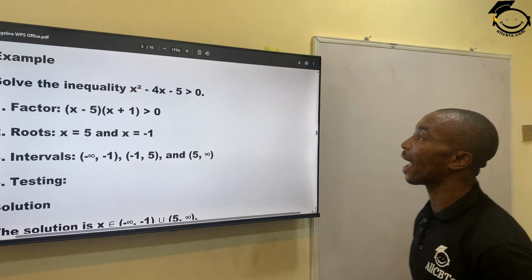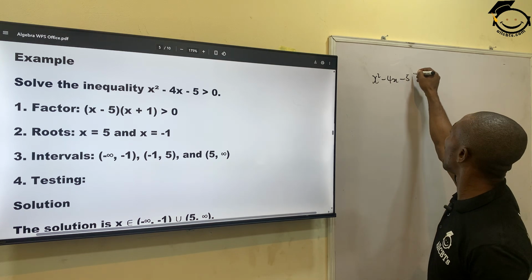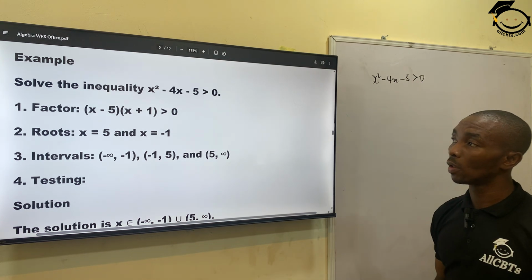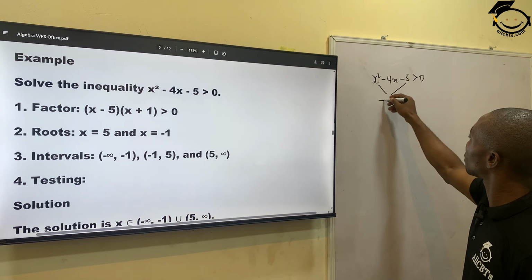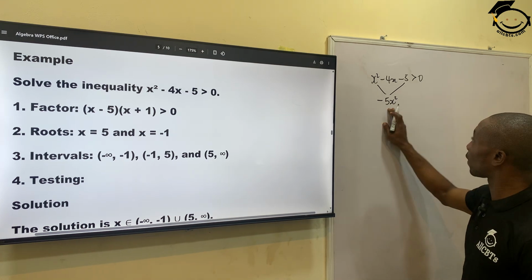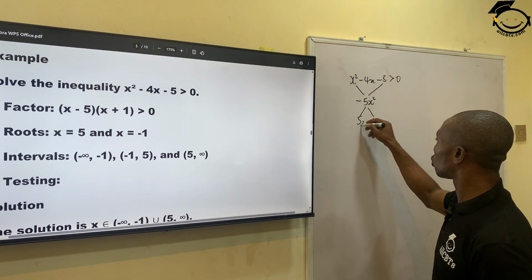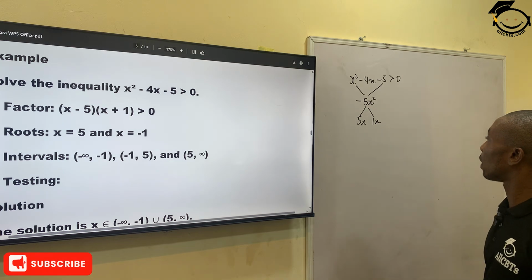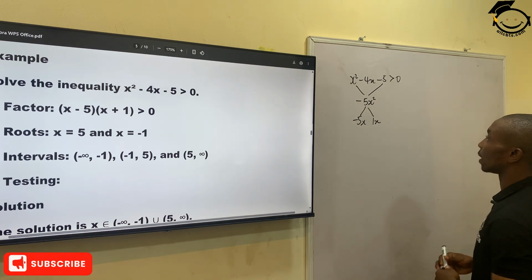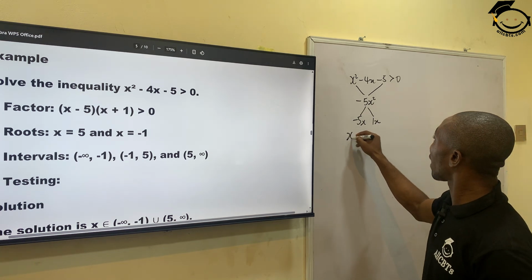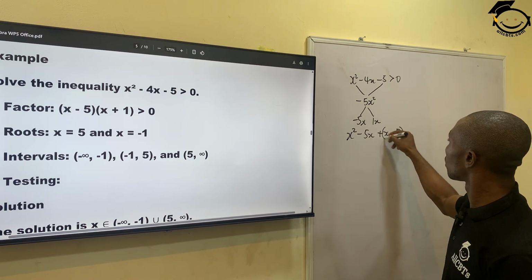All right, let's look at x squared minus 4x minus 5 is greater than 0. Now, if we are to factorize this, this will give us minus 5x squared. What are our factors of 5 that will give us 4? We have 5 and 1. So this will be 5x and x. Now, since this is negative and this is negative, our 5 will become negative. So this will become x squared minus 5x plus x minus 5.